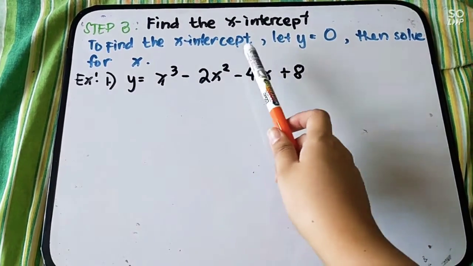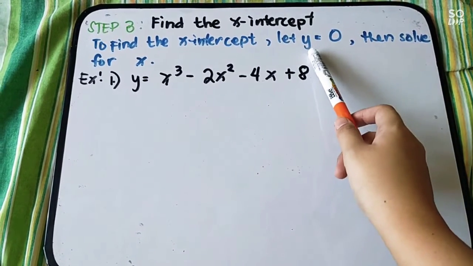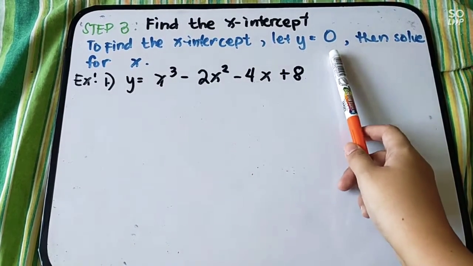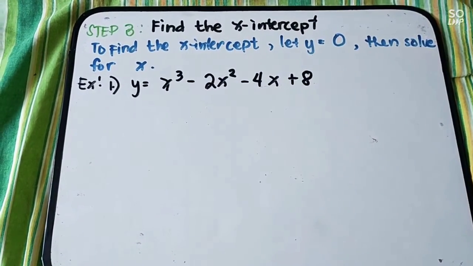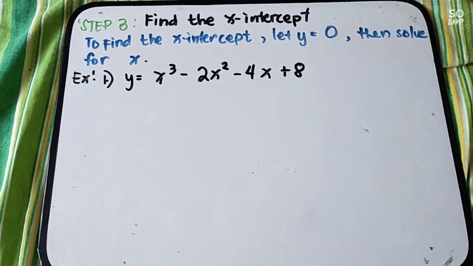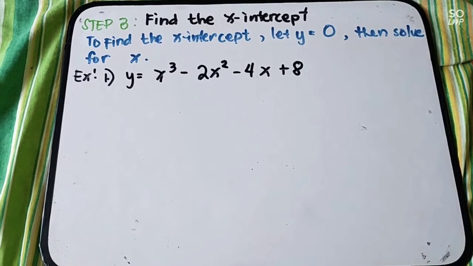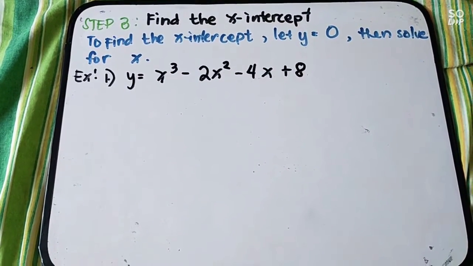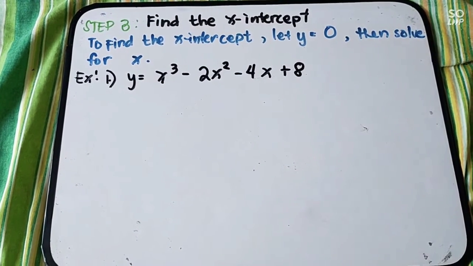So, to find the x-intercept, let y be equal to 0. Or for the function, if this is f of x, p of x, you will let it equal 0. Then, you are going to solve for x. In solving for x, it is just like solving the polynomial equation, the roots of the polynomial equation. Do you still remember? Okay. So, let us have the first one for us to solve for x.